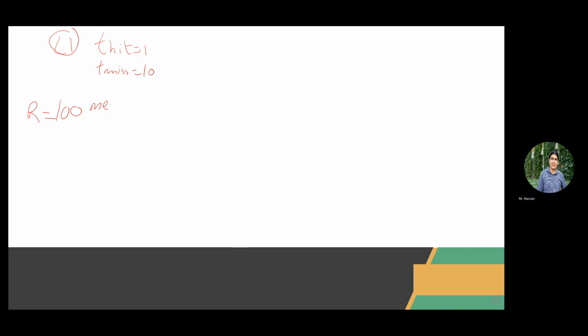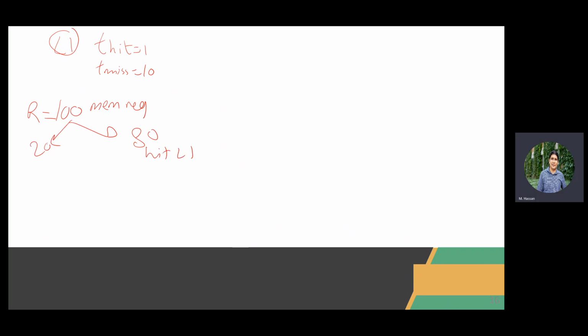So assume I'm telling you that this is an L1 cache with a T_hit equal to one cycle and T_miss is equal to 10 cycles, which is the access latency of the L2. And then I'm telling you that your program has, let's say, 100 loads and store instructions, so 100 memory requests. I call this R. Based on my profiling of the cache, let's say 80 of them are hits into the L1 and 20 of them are misses.